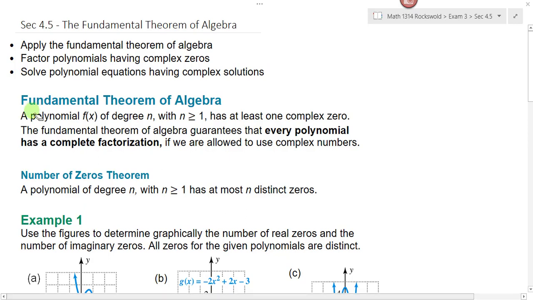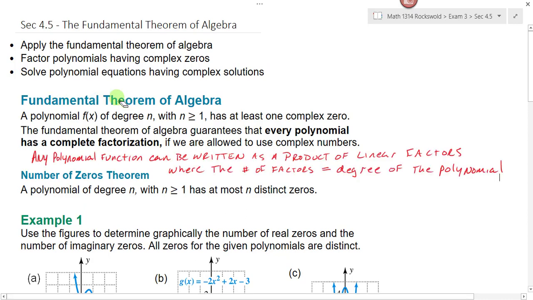If we look at the fundamental theorem of algebra along with the number of zeros theorem, I'm going to write out what this means in plain English. Basically, it means that anytime we have a polynomial function, it can be written as a product of linear factors where the number of factors will be equal to the degree of the polynomial. That's if we can take into account our complex zeros. Those are the imaginary numbers.